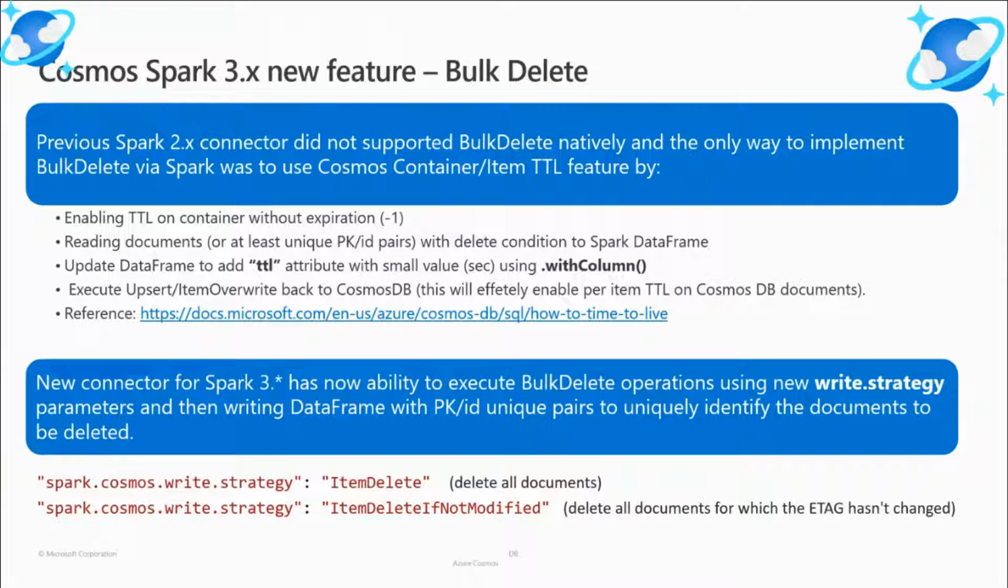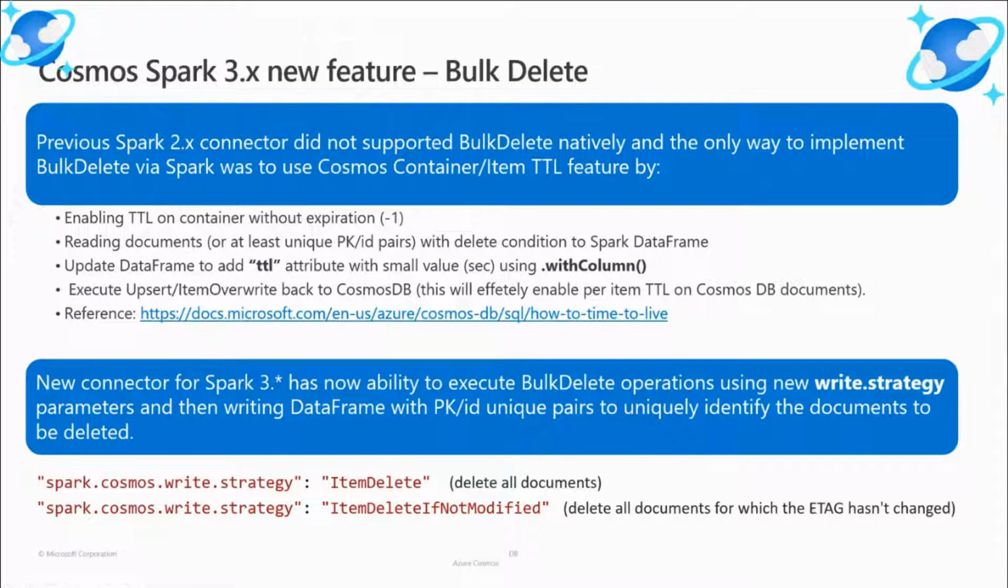So it was cumbersome to do this, with a lot of reading data and overwriting data. Obviously bulk deletes were fairly expensive, because upsert is a fairly expensive operation. You have to read it first as well. With the new connector, you now have the ability to execute a bulk delete operation using a new write strategy. All you have to do is supply a data frame with unique PK and ID pairs of the documents to be deleted. We have two write strategies around it. ItemDelete deletes all documents, and ItemDeleteIfNotModified will delete all documents for which the ETag hasn't changed.